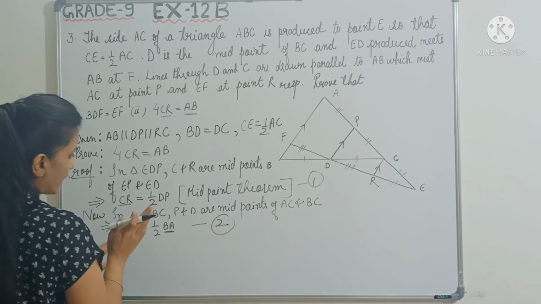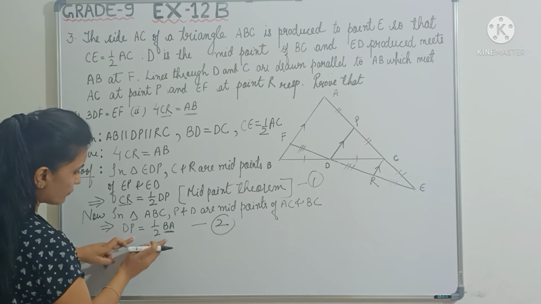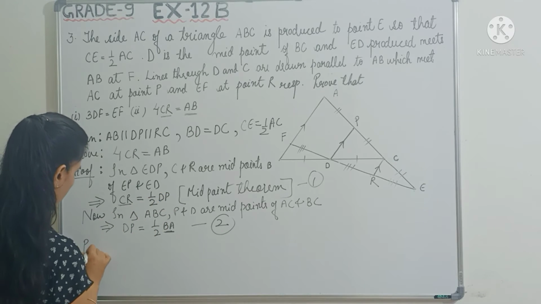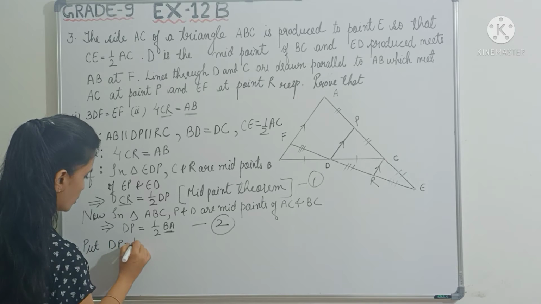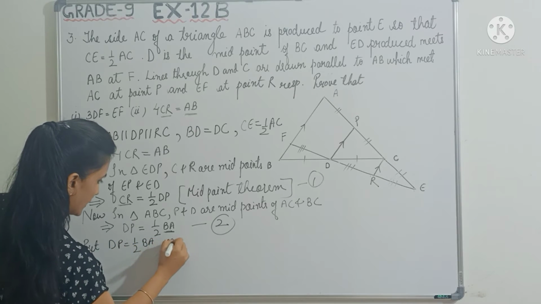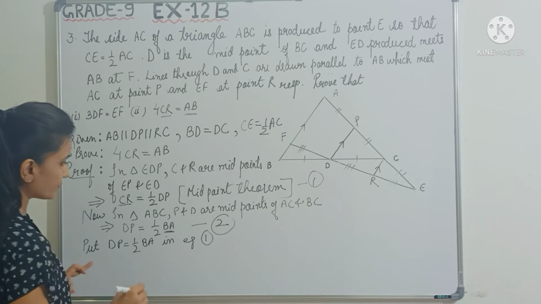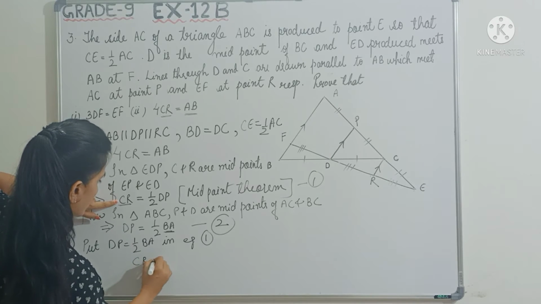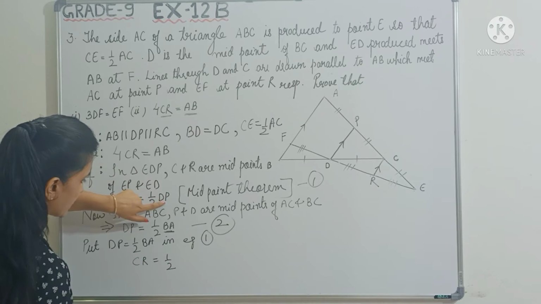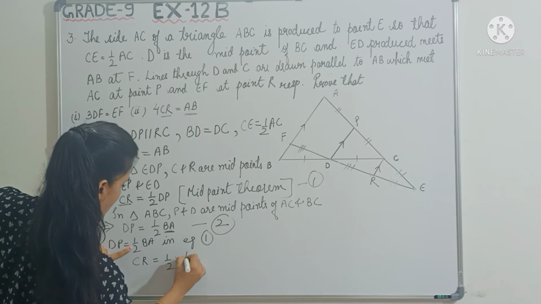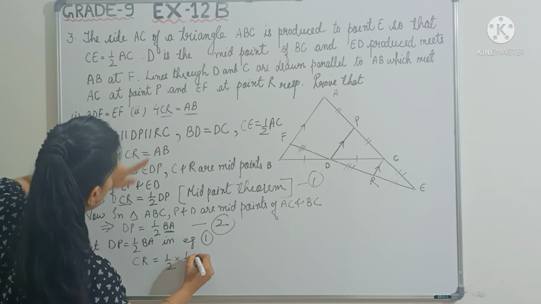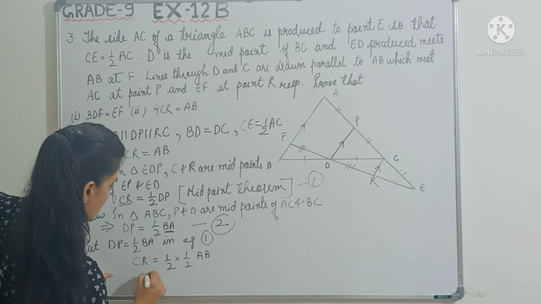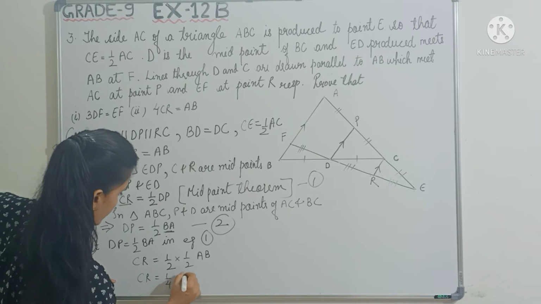Correct? So can I do one thing? Can I put the value of DP from here into the first equation? So put DP is equal to half of BA in equation 1. What is 1? 1 is CR is equal to half DP. Now in place of DP, I will write half of BA, or let's write AB because in the question they have given AB. So this will be CR is equal to 1 by 4 of AB.